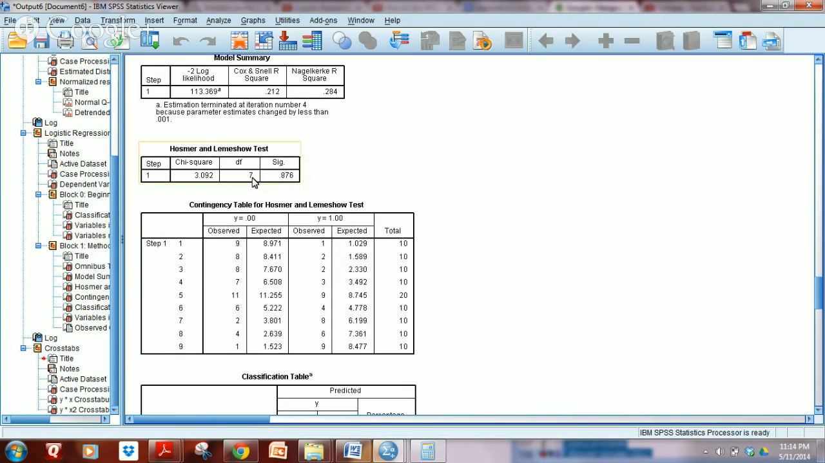I'm going to talk a little bit more about this Hosmer and Lemeshow test. In this test, we want the significance value of the chi-square not to be statistically significant, so we want it to be greater than 0.05. That means the model does a good job of predicting the dependent variable. If it's less than 0.05, if it's statistically significant, then it indicates that there's something not quite right about the predictive capacity of the model.